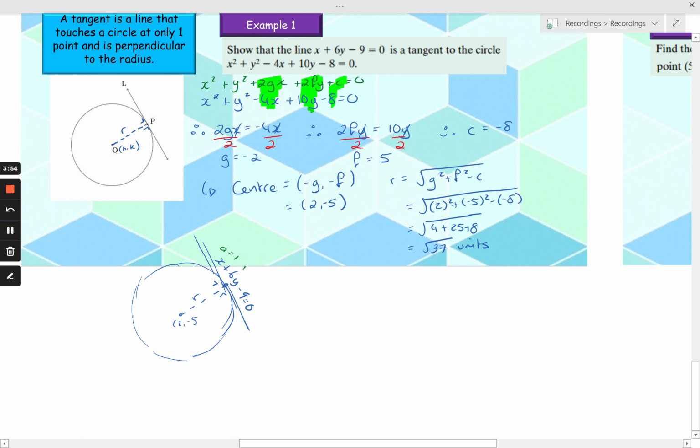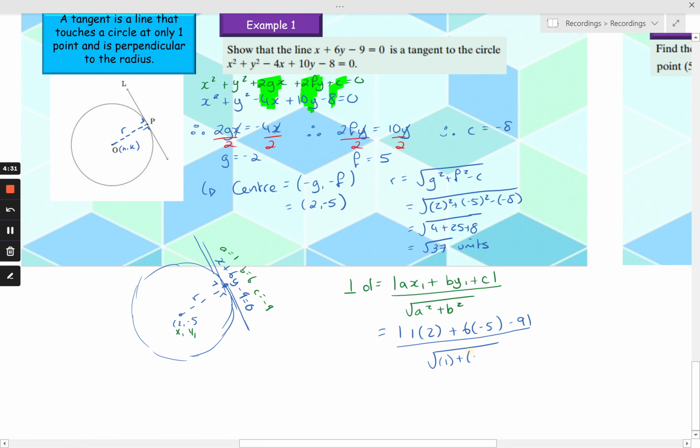So in this case, I would know a is equal to 1, b is equal to 6, and c is equal to minus 9, and my x1, y1 is going to be my centre. And again, I'm going to use the perpendicular distance formula from the top of page 19. So the perpendicular distance is equal to the modulus of ax1 plus by1 plus c, all over the square root of a squared plus b squared. And now we're going to fill it in. So that means I get the modulus of 1 by 2 plus 6 by minus 5 minus 9, all over the square root of 1 squared plus 6 squared.